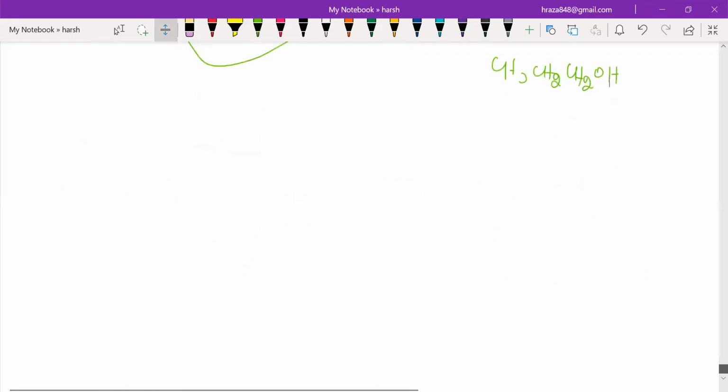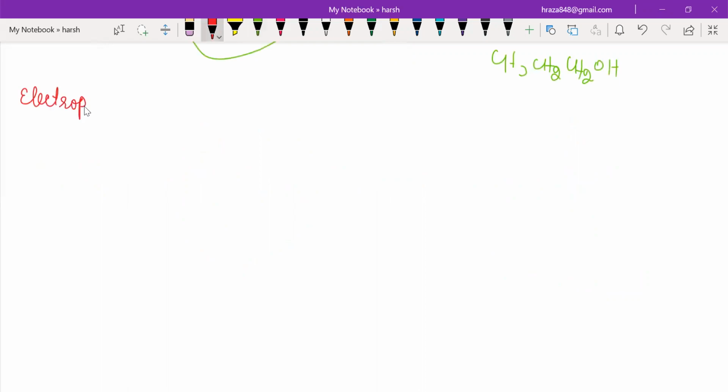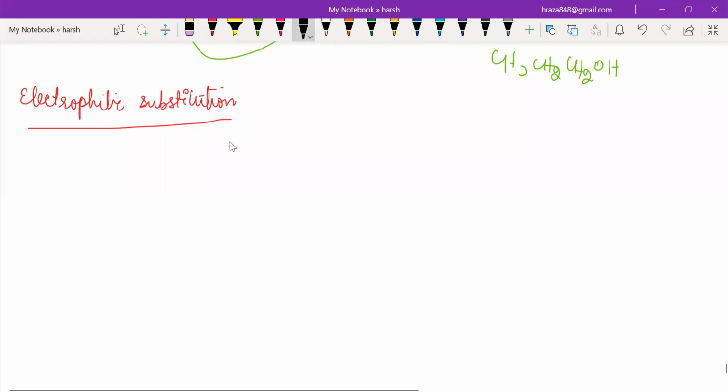Now we are going to start electrophilic substitution reaction. So you can see this is electrophilic substitution. Before going to start this, can you write the resonating structure of this? Yes, sir. I'll write it.